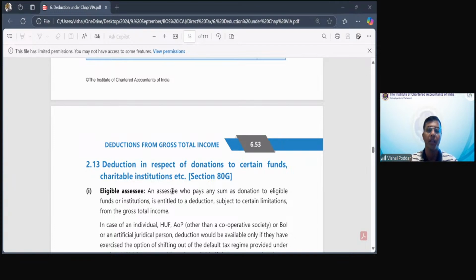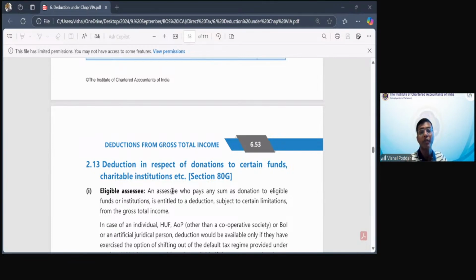Now, G for God, and for God there is donation. The section simply says, if you are making donations, I will give you deduction. That's it. Now, till this or before G, all the sections that we studied were giving deductions to individuals and a few were giving to individuals and HUF, but nobody other than that.